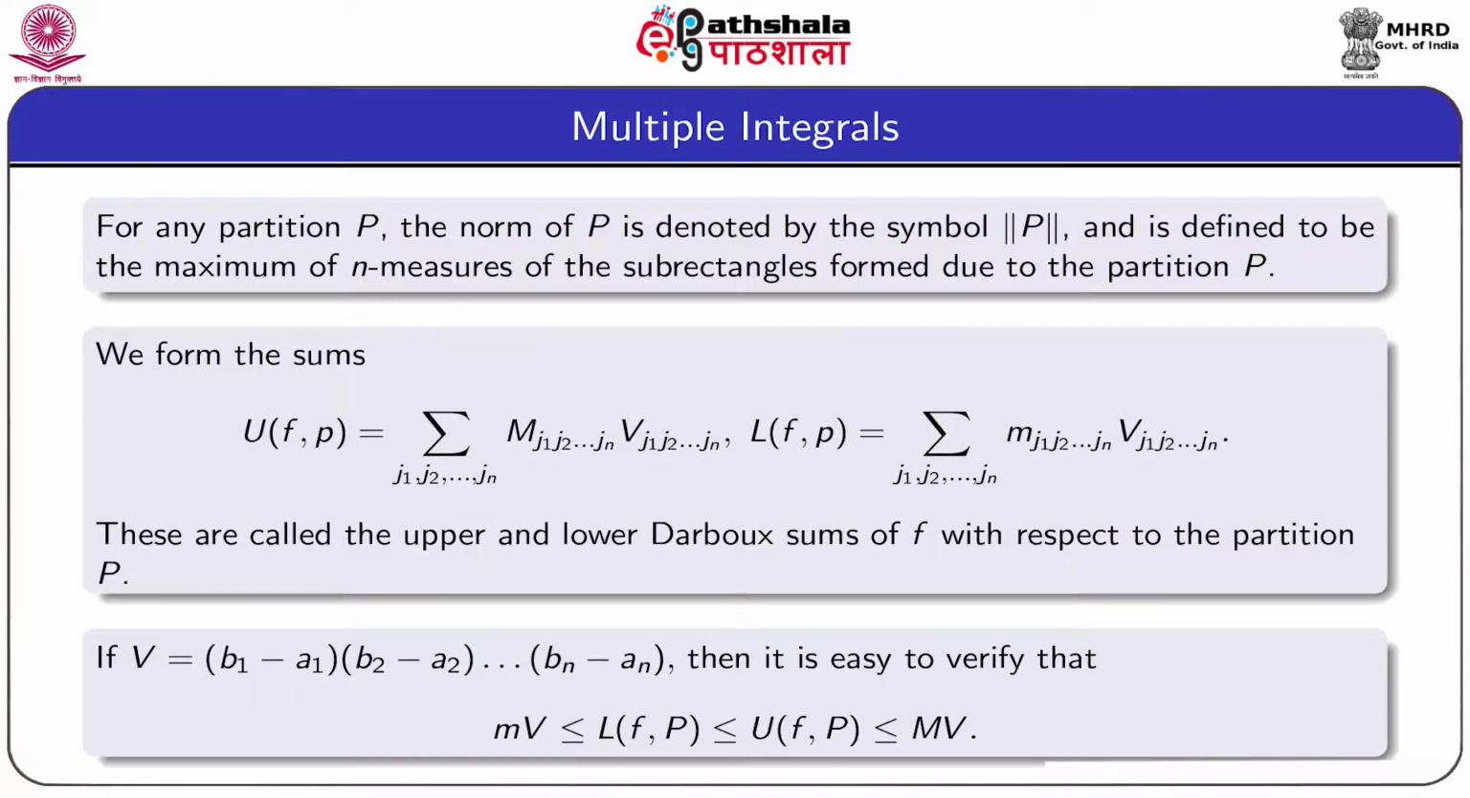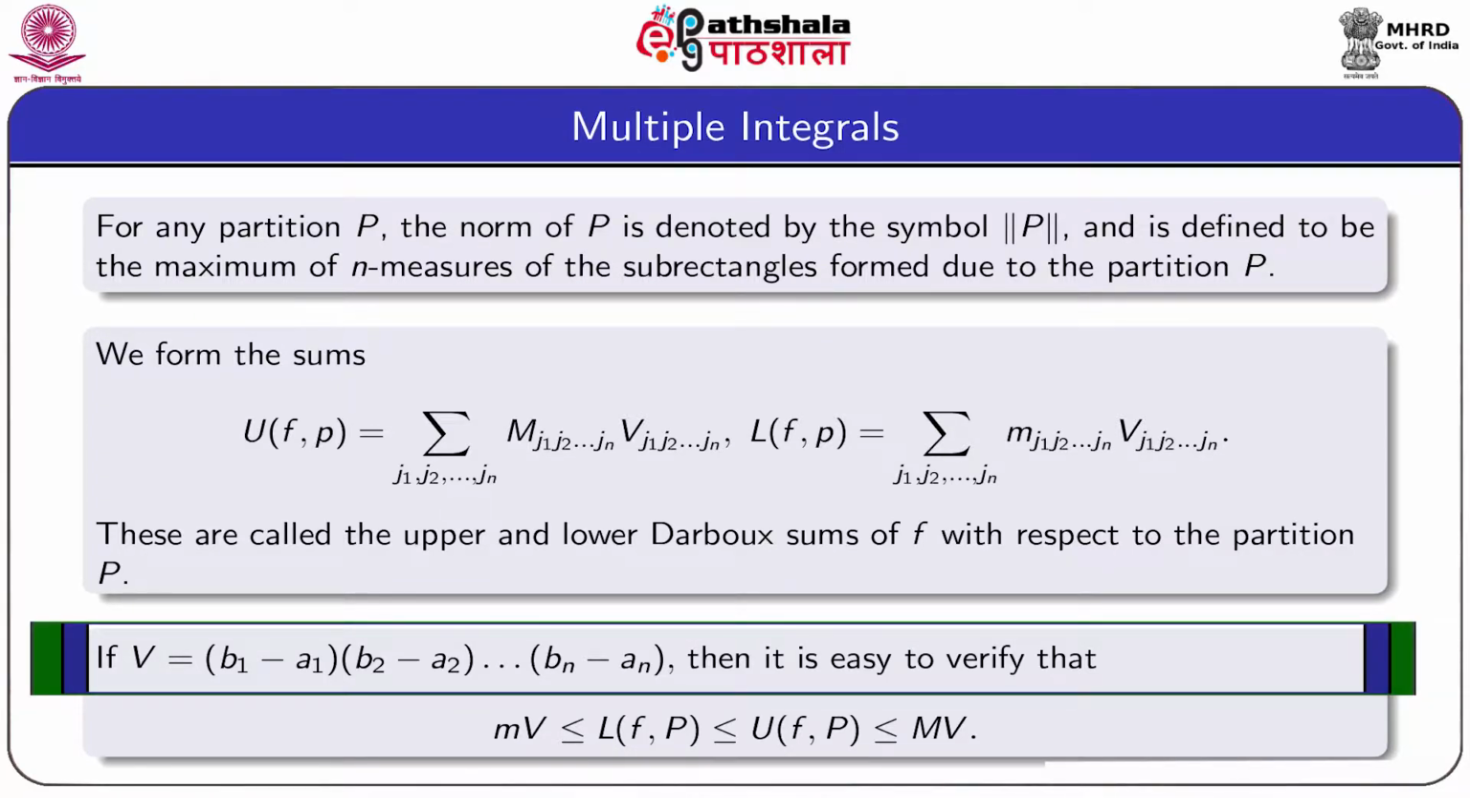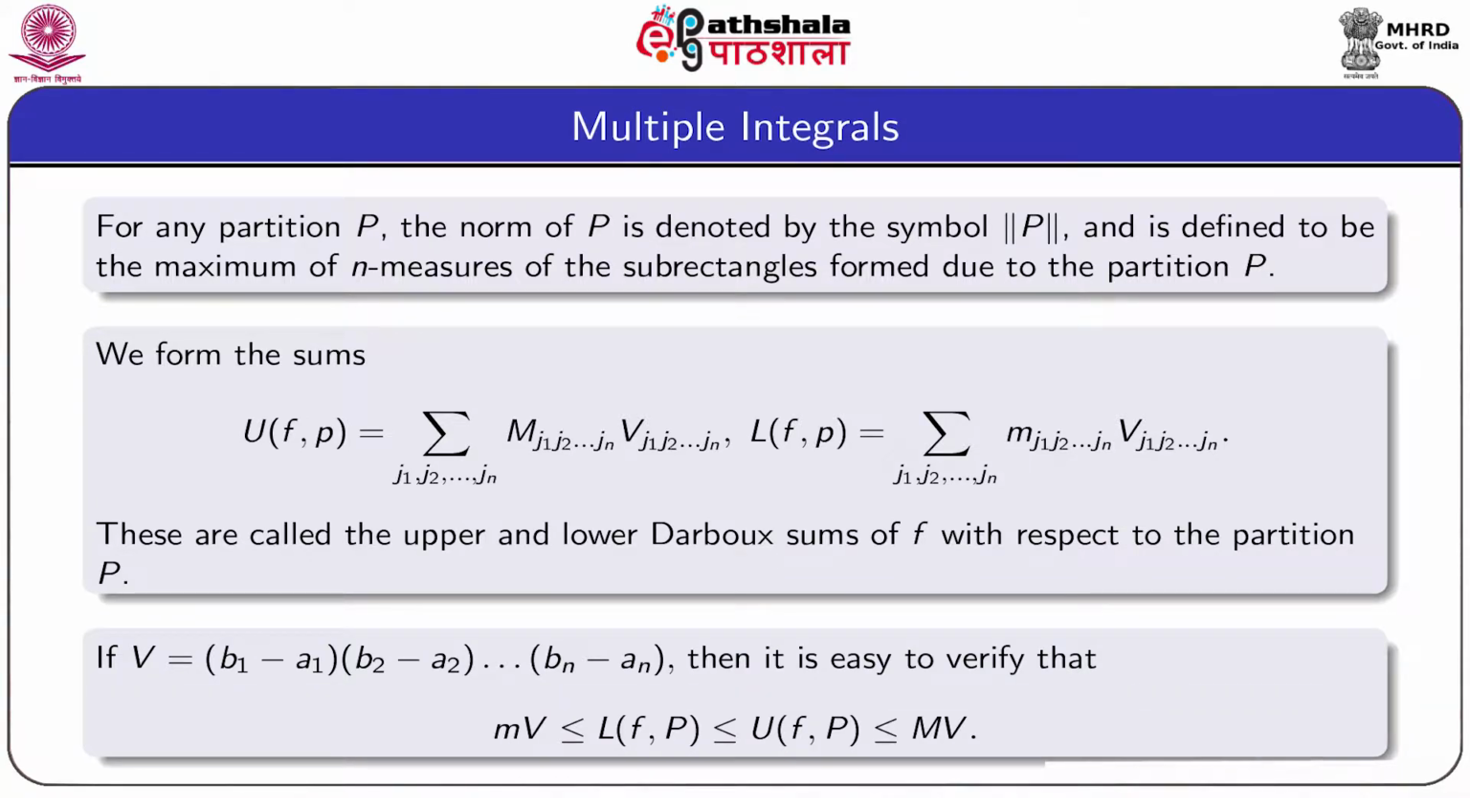If capital V is the n-measure of I, that is, it is (B1 minus A1) multiplied by (B2 minus A2) up to (Bn minus An), then it is easy to verify that small m times V is less than or equal to L(f,P), which is less than or equal to U(f,P), which is less than or equal to capital M times capital V. This implies both the lower Darboux sum and the upper Darboux sum are bounded.